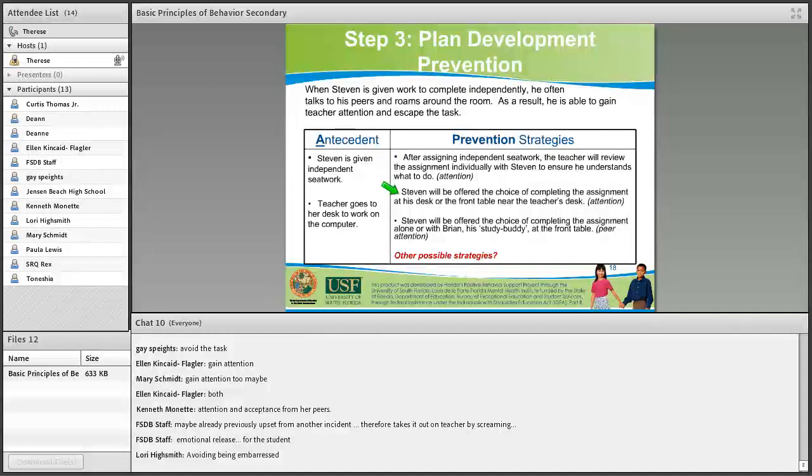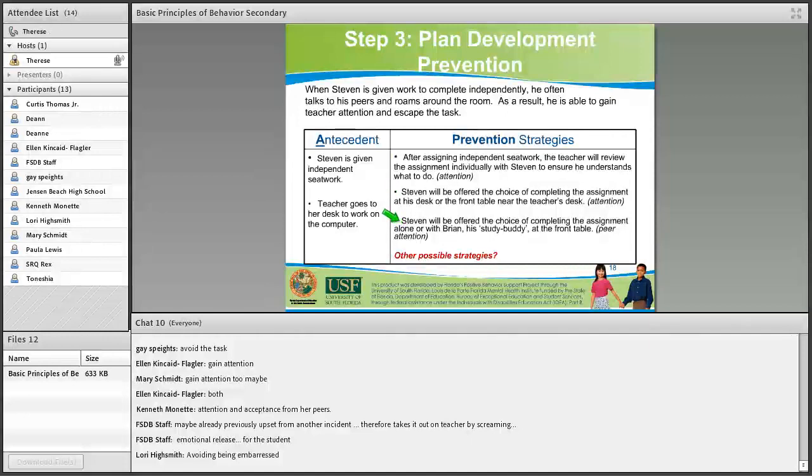Another strategy, Stephen will be offered the choice of completing the assignment at his desk or at the front table near the teacher's desk. So if he's really getting up and wandering to get attention, we're giving him a better way of getting attention where he can still sit down and do his work.